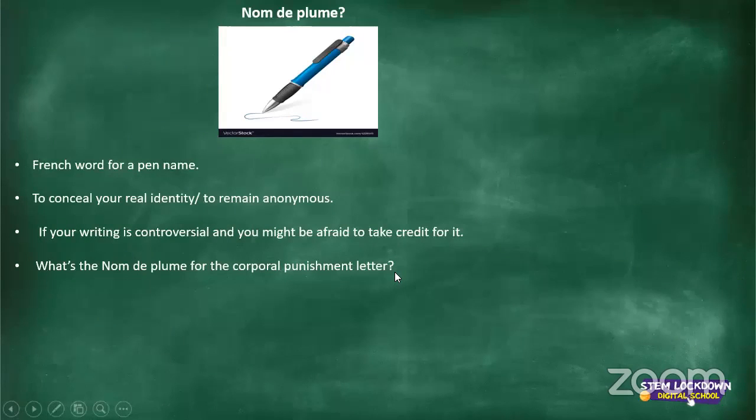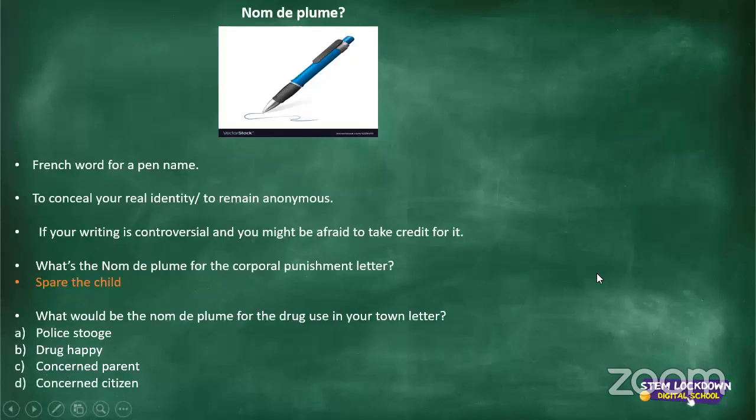So now that you know what nom de plume is, what do you think the nom de plume was for the corporal punishment letter that we just read? Thank you so much. Cleopatra and Castejo got that one correct. It's Spare the Child. So basically, the meaning of nom de plume just means pen name. But it is used in the world of journalism to hide people's identity. So instead of having the person's name, you will find nom de plume. Okay.